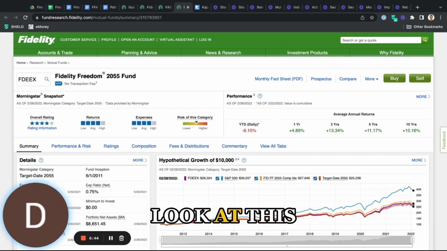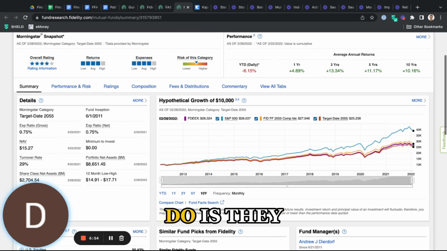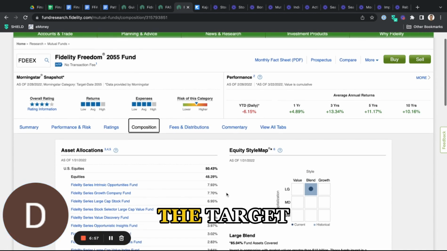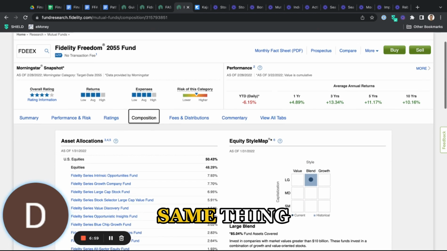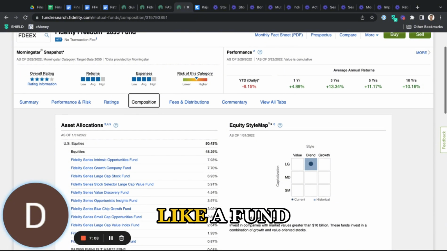Okay, so let's look at this one. If we look at the fees, it's 0.75%. They also have index versions of these. But what these do is they invest in funds. The asset allocation fund does the same thing. Instead of investing in a basket of stocks and bonds, it invests in a basket of other funds. Okay, so it's like a fund of funds.